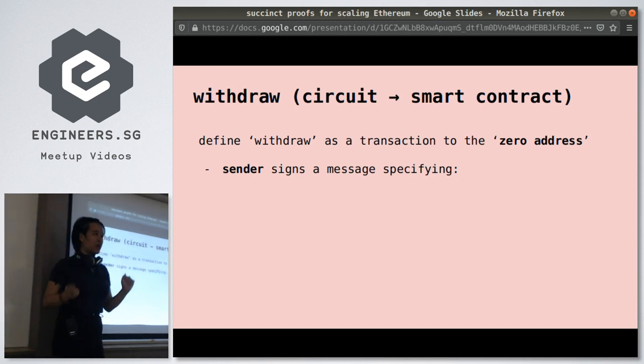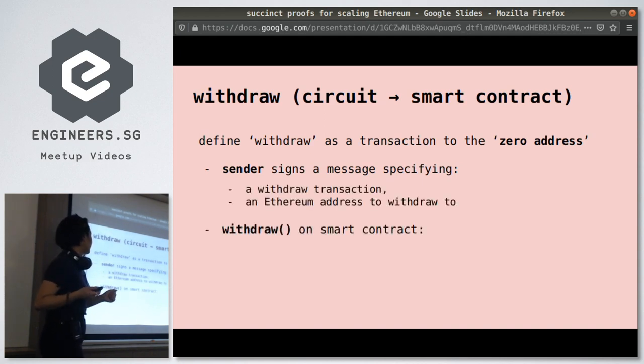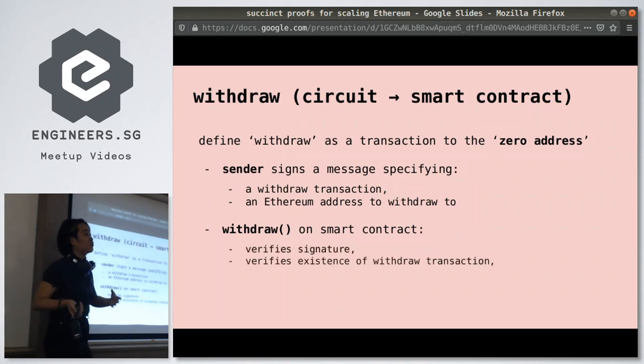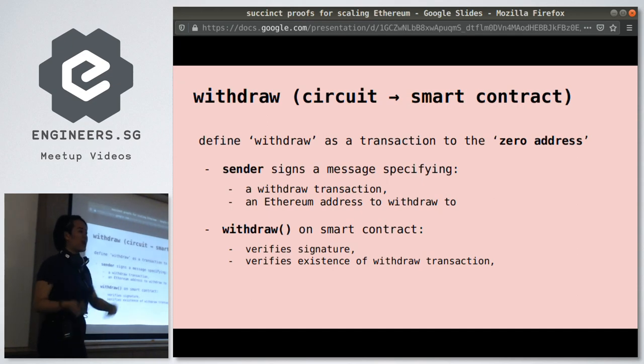a zero address. And when the sender publishes this withdrawal transaction, the smart contract can check that its recipient is the zero address and then credit the real asset on chain back to the person. So they basically exit your system.